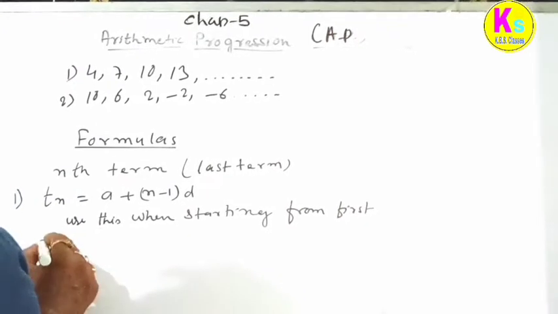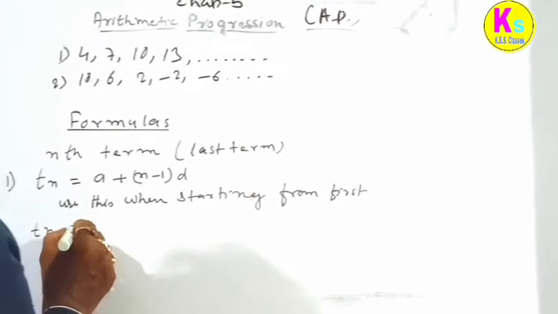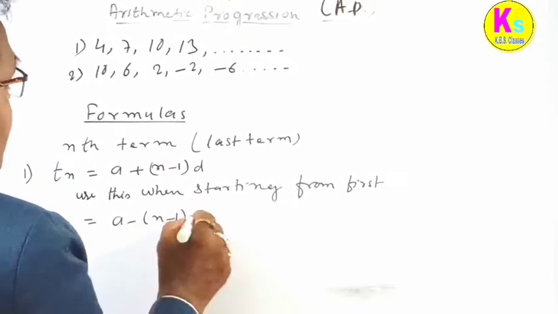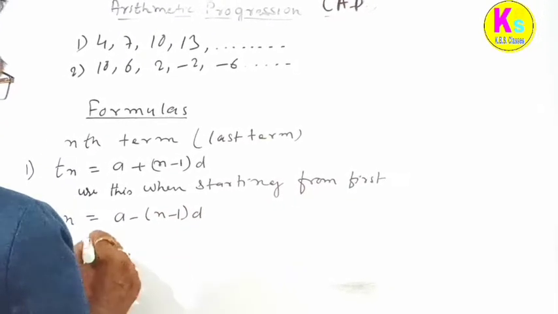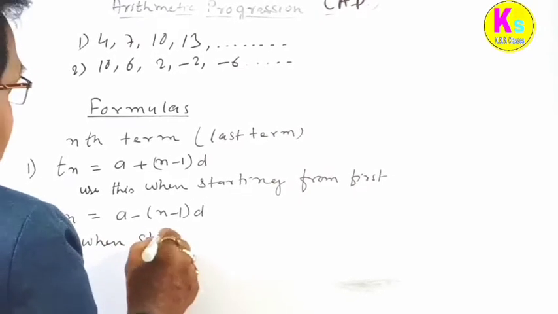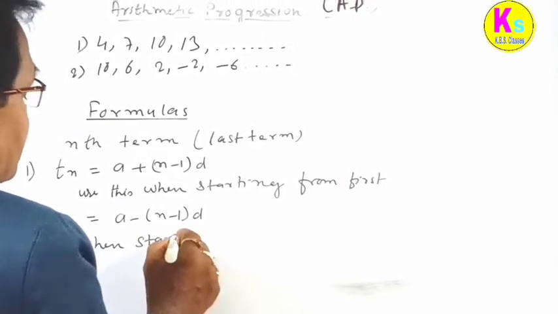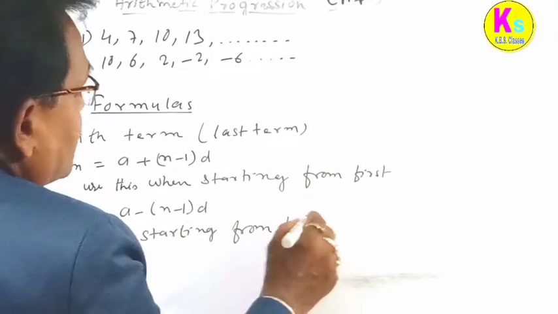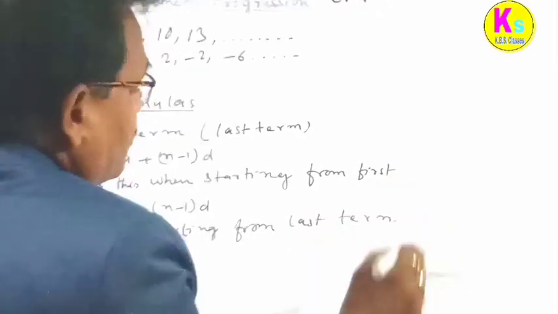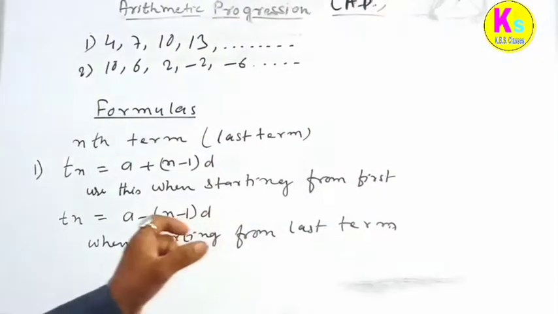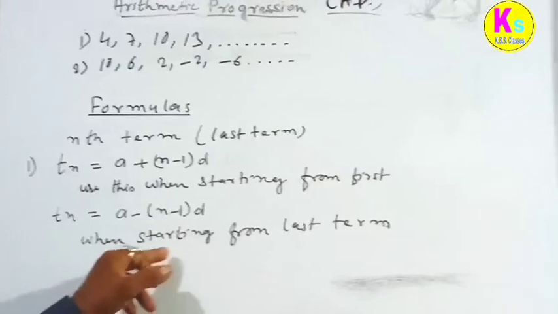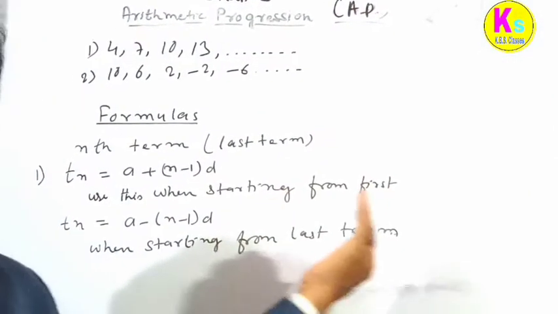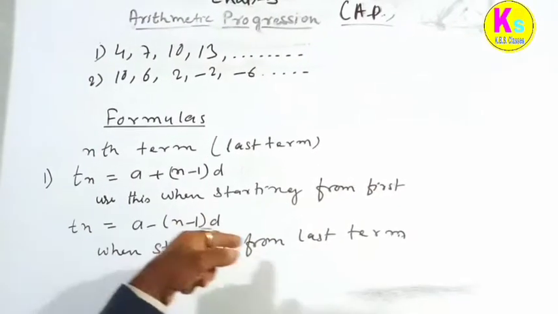And the same Tn is equal to a minus (n minus 1) into d when starting from the last term. If you have to find out a particular term starting from the last, then you have to use this formula.